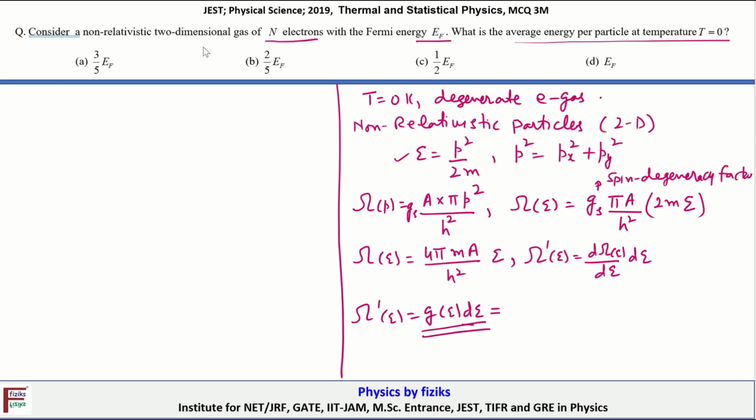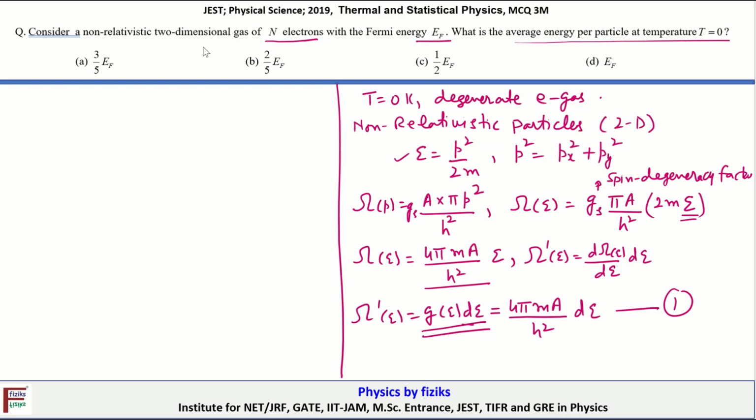So we have to differentiate this expression with respect to E, and ultimately we are left with this quantity. The density of states in two dimensions is going to be independent of energy, so that is 4 pi m A upon h square dE. Let's call this our equation 1.